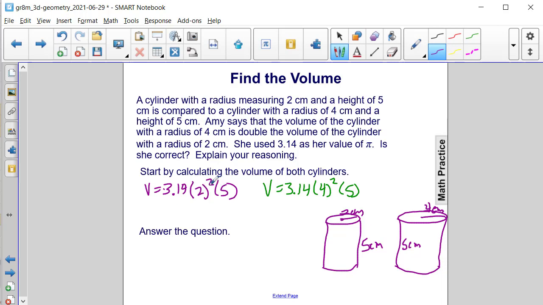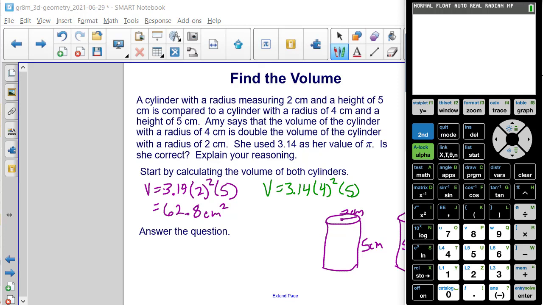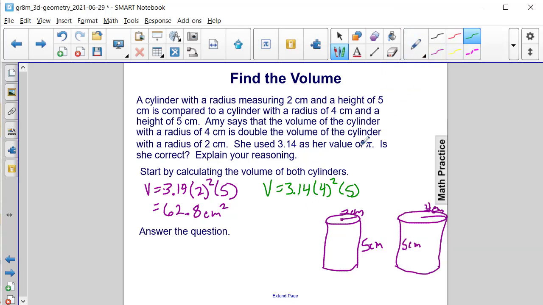So we know 2 squared is 4, and 4 times 5 is 20. 20 times 3 and 14/100ths will be 62 and 8/10ths. And this will be cubic centimeters. Okay, so now we have 4 squared is 16. 16 times 5 is 80. 80 times 3 and 14/100ths is 251 and 2/10ths cubic centimeters. And this should have been cubic centimeters over here.